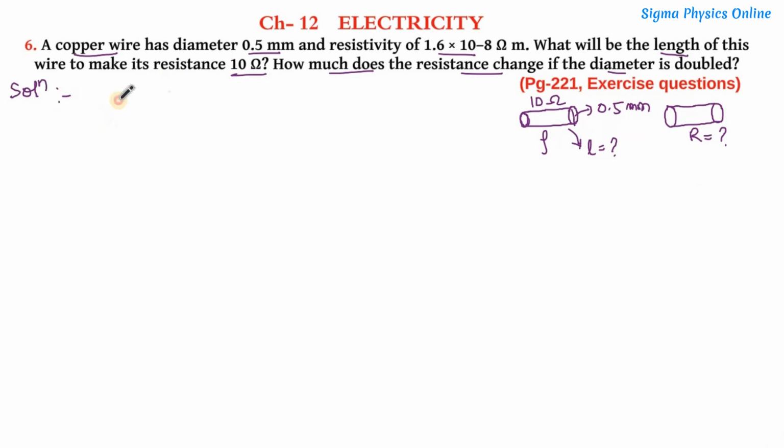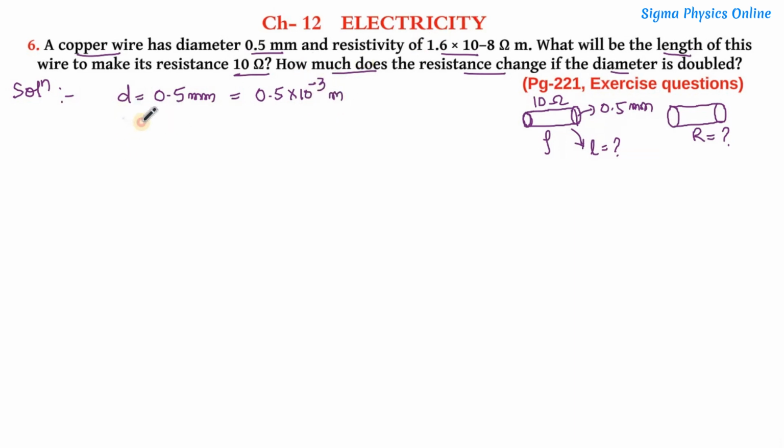So the diameter of this wire is given as 0.5 millimeter, which is 0.5 into 10 to the power minus 3 meter. Then we have been given the resistivity rho as 1.6 into 10 to the power minus 8 ohm meter. Thirdly, the resistance is given as 10 ohm, that is the required resistance, and we need to find out what will be the required length of this wire.